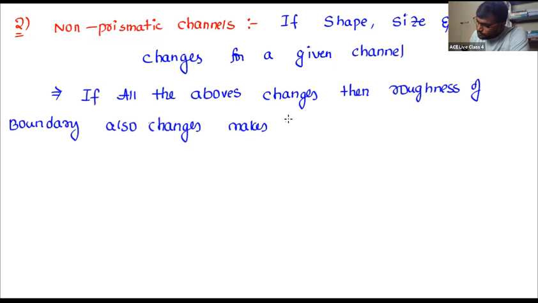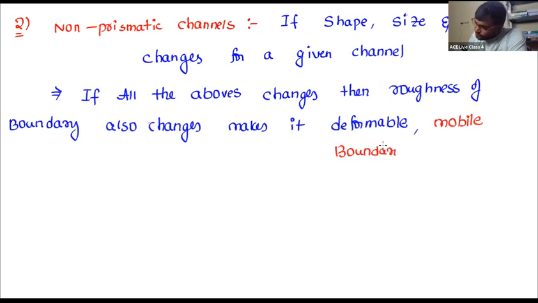That makes it deformable. When I say deformable, then what type of canals? Those are mobile boundary canals. Now you tell me, in the case of the non-prismatic channels, how many variables are there? Shape changes, size changes, slope changes, and the depth of flow is also going to change or not? Yes, obviously. If shape, size, slope are constant, the only variable is depth of flow, degree of freedom is 1.